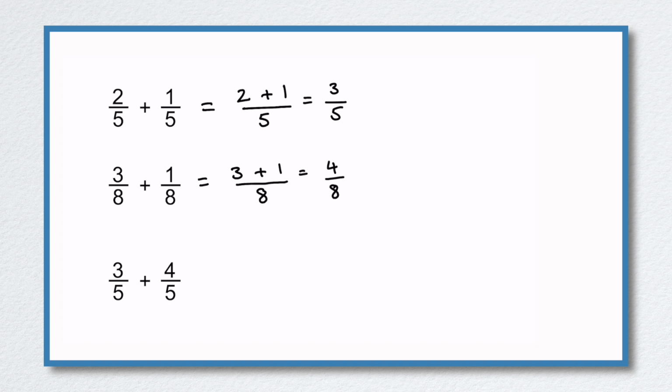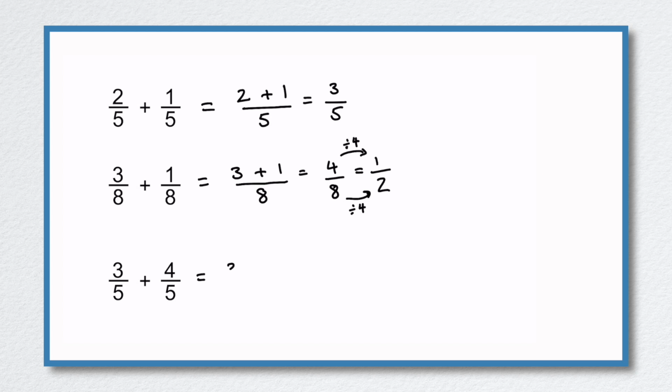If we have 3/8 add 1/8, well, 3 add 1 is equal to 4, so we end up with 4/8. But if you look, 4/8 is not a fraction in its simplest form, and normally with questions involving fractions, you will be expected to do that. So 4/8 can actually be simplified to a half by dividing the numerator and the denominator by 4. So the answer to 3/8 add 1/8 is equal to a half.